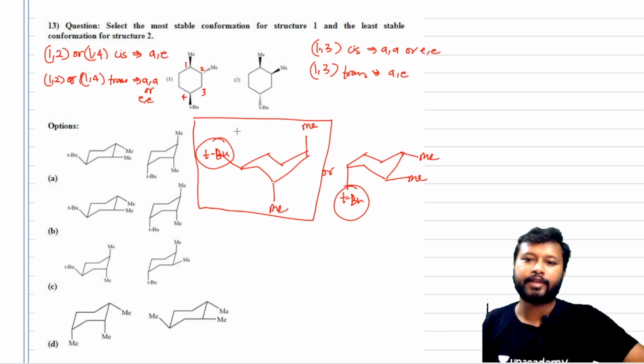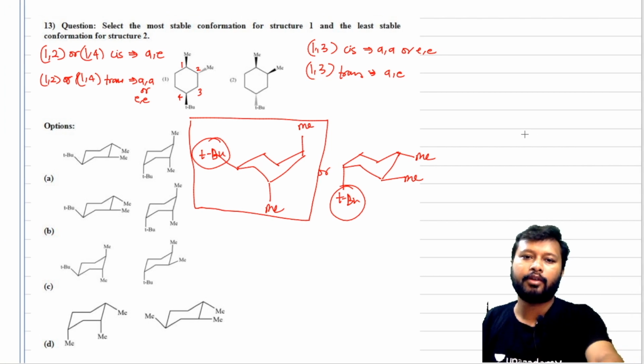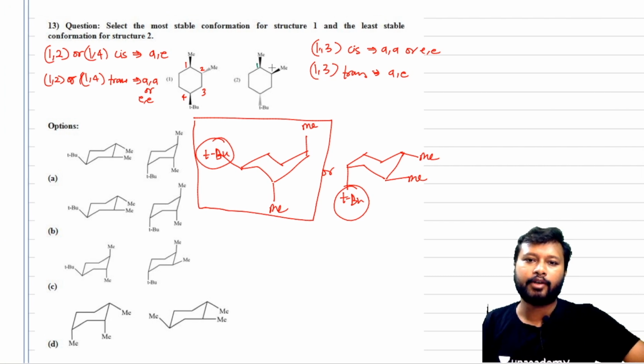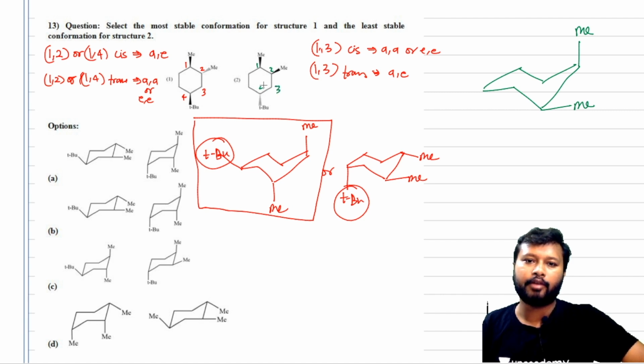Similarly, if we go for the second molecule, let me change the color of my pen. Now this is 1 and 2. Now 1,2 cis, I told you again, has to be either axial equatorial. Let me draw it like this. So one methyl is on the axial position, the other methyl on the equatorial position, and then for 3 and 4 we have 1,4 trans.